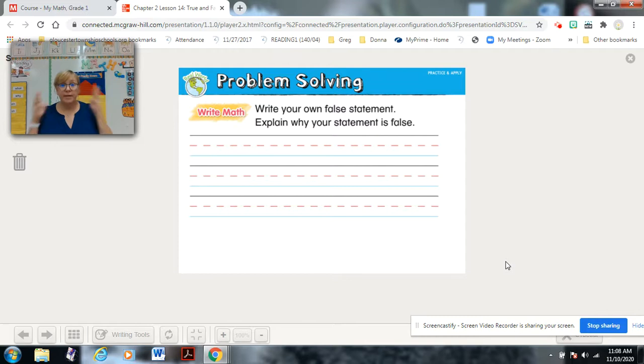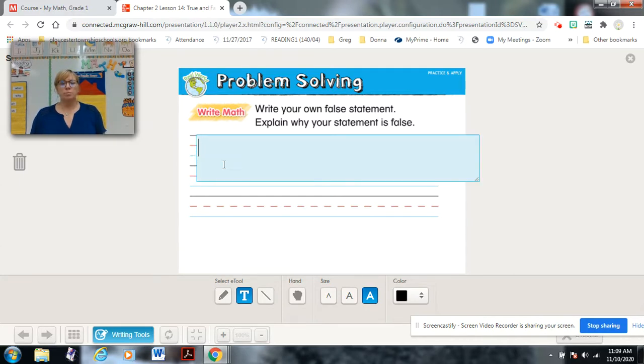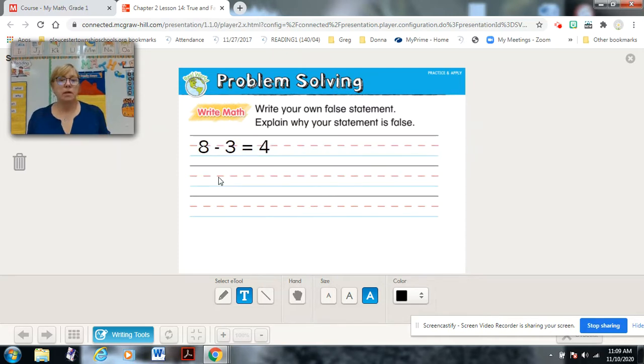Okay. Now this is kind of fun for Write Math. Write your own false statement and explain why your statement is false. All right, so you could do whatever you want. So I can give you an example here, and then if you would like, you can make your own, okay, later. So let's do this together. They want us to do a false statement. So I'm going to put 8 minus 3 equals 4. That's, okay, that's false, okay?